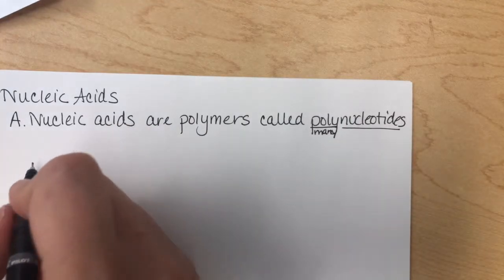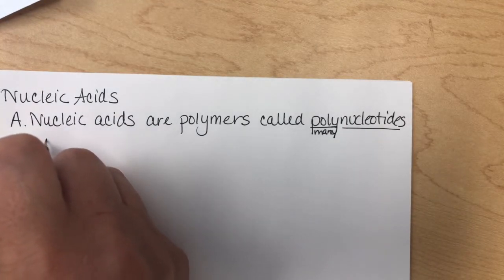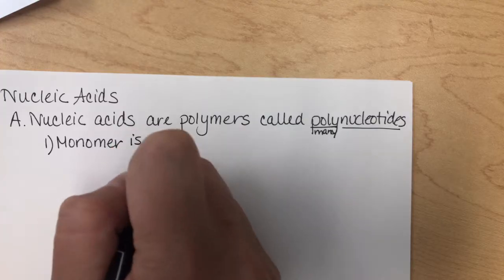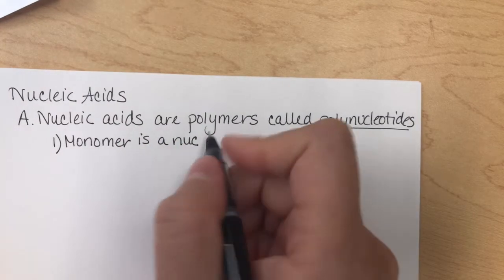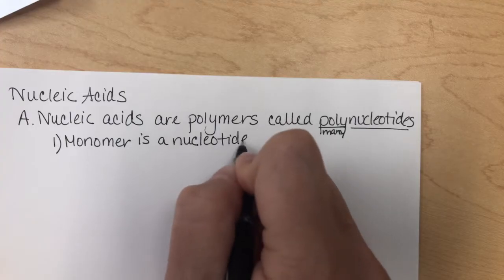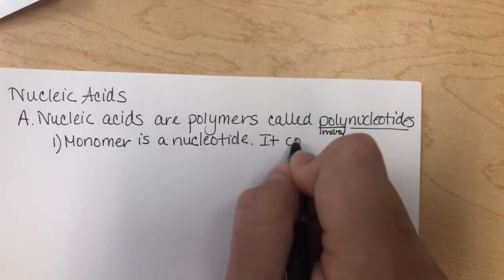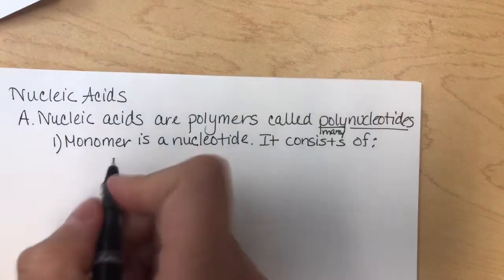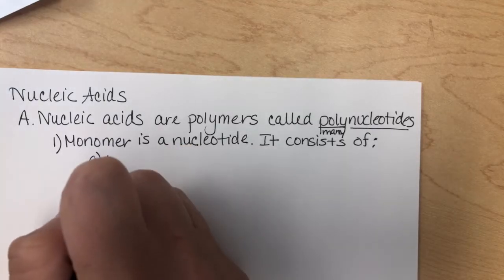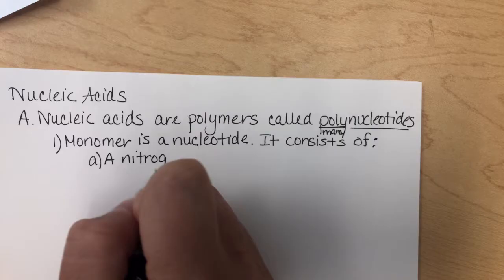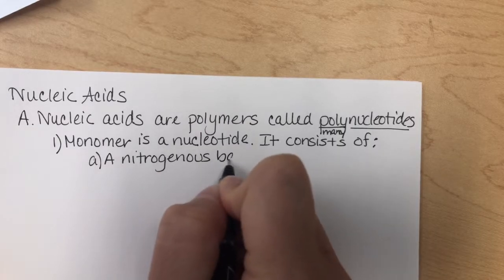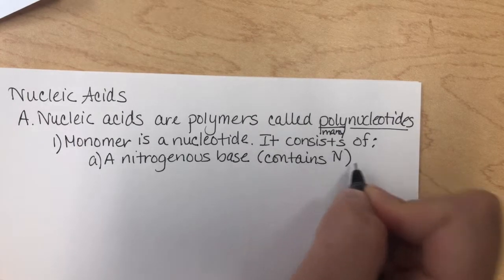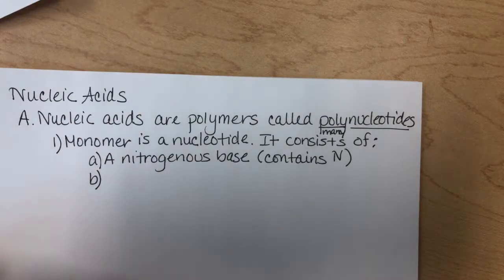So let's talk about what that means. What is a nucleotide? So the monomer of a nucleic acid is a nucleotide. So let's talk about what a nucleotide is. It consists of, and I'm going to put a colon here. All right, so let's look at what it has. It has a nitrogenous base. That means it contains nitrogen. It's a base that contains nitrogen.